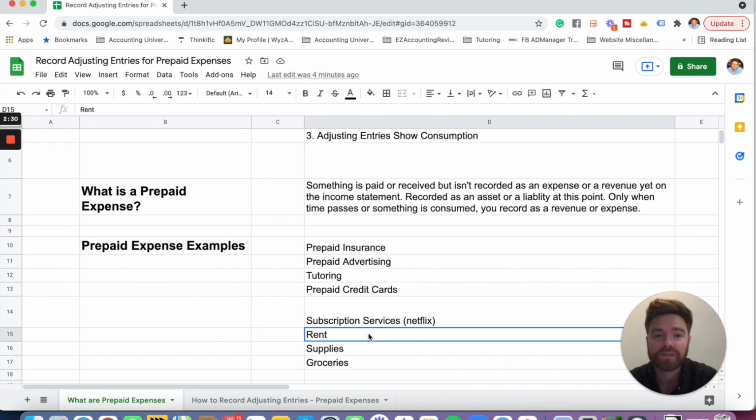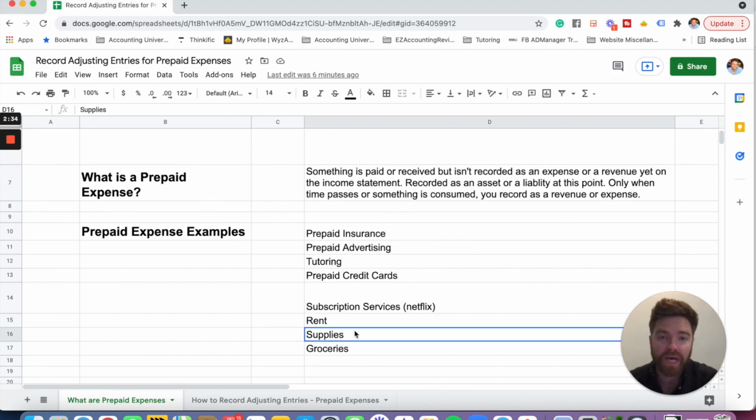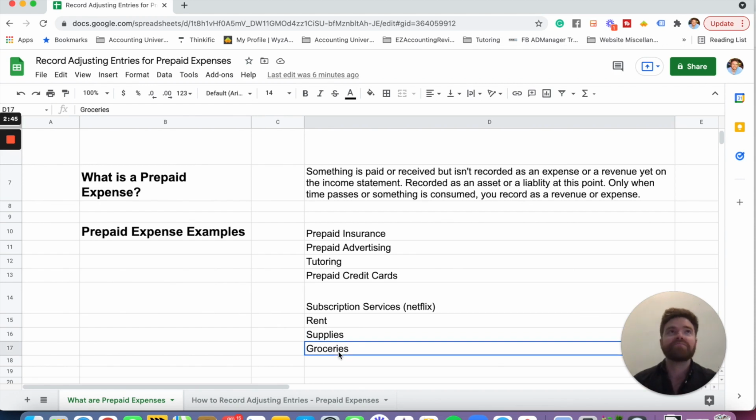Prepaid rent, very common one. You pay up front, then as time passes, you use up that rent. Supplies, you buy some supplies, and then as you use those supplies, you consume them. You have to make adjusting entries to that balance. Groceries, that is a very common example you might use every single day. When you go to the store, you buy groceries to eat. And as you eat them, you consume them.